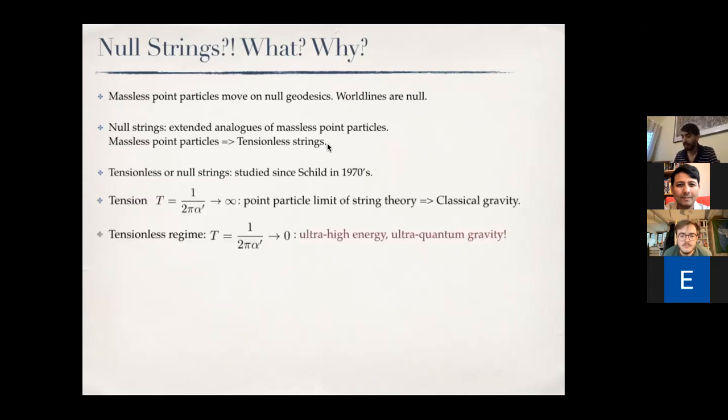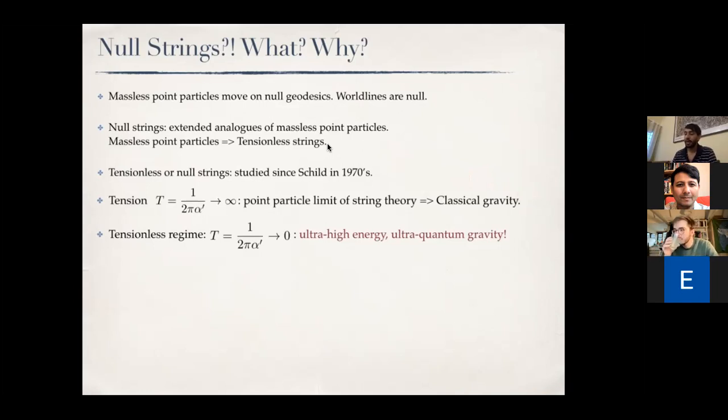And so let's just take a brief moment to pause and think about this. The tension of the fundamental string is given by 1/2 pi alpha prime. When we take this out to infinity, this is essentially the point particle limit of string theory, where the string length actually shrinks to a point. This is supposed to give you classical gravity. So this is the limit back to Einstein's equations.